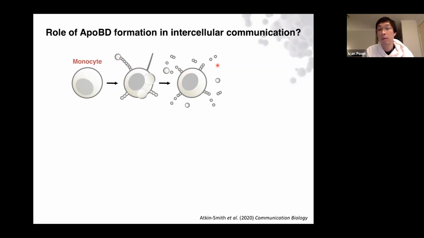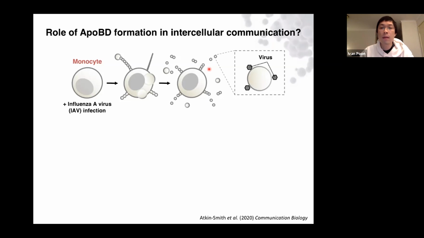They actually do form quite a lot of vesicles, possibly making it harder for phagocytes to engulf. So we think that this process probably plays a more important role in the communication between the dying cells and other healthy cells. And we decided to use an influenza model. It's been known for a very long time that when monocytes are infected with influenza virus, it can cause them to undergo apoptosis.